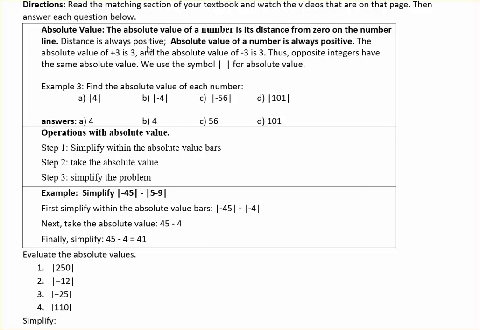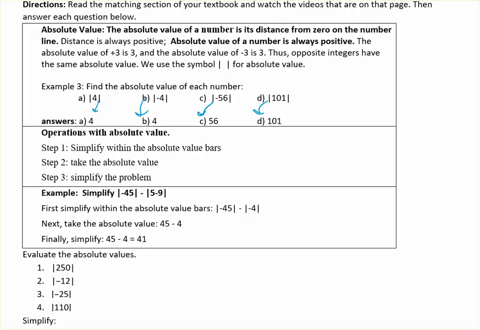So just as a review, each of these would be a positive. If you take the absolute value of 4, the answer is 4. The absolute value of negative 4 is 4. The absolute value of negative 56 is a positive 56. The absolute value of 101 is 101. So we're not taking the opposite, we're taking the positive.